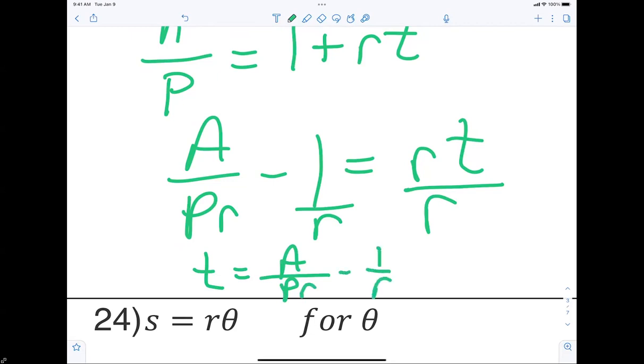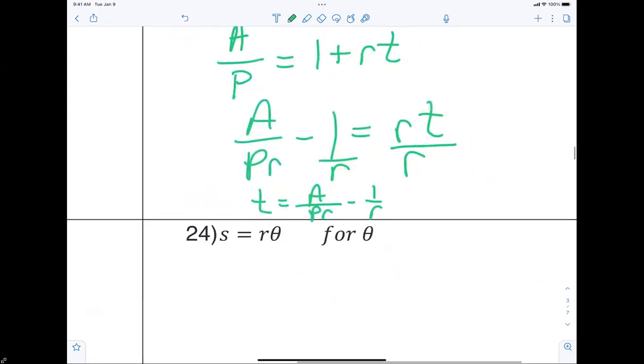How come I divided the A over P by R? How can you put the R next to it? Because the division is in the denominator, isn't it? Oh, okay. Right? Everybody's happy with that? All right, here we go.